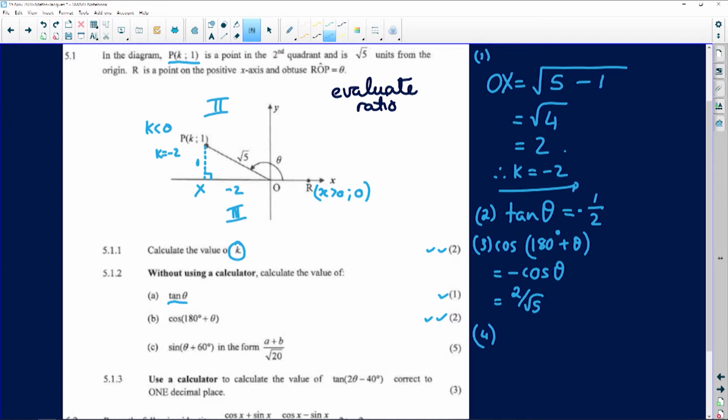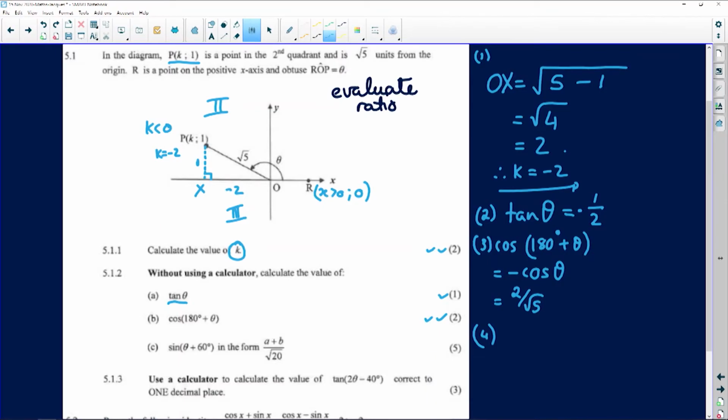This looks like the first challenging one in this opening set. They asked us the sine of theta plus 60, and all of a sudden there's A's and B's all over the show. So let's have a look. Write the sine of theta plus 60 degrees in the form, and I'm going to put the form in another color. The form is something plus something, divided by the root of 20.